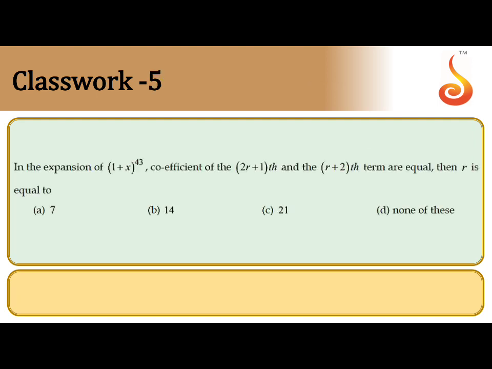The next question. In the expansion of (1 plus x) whole power 43, the coefficients of the 2r plus 1 and r plus 2 terms are equal. Then what is the value of r? So first, the general term T(r+1) equal to 43Cr x power r. That is the general term. So the 2r plus 1 term and r plus 2 term both are required.